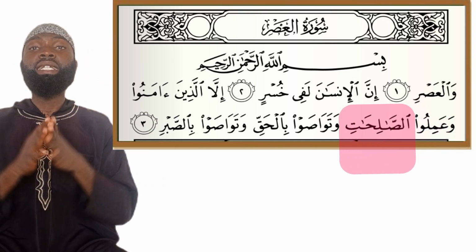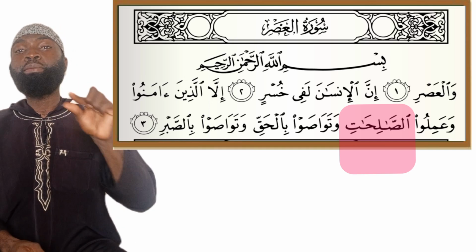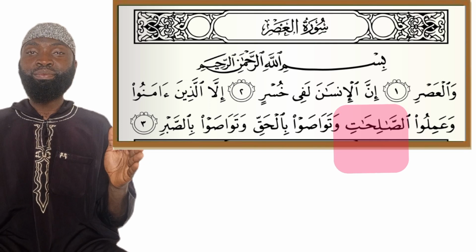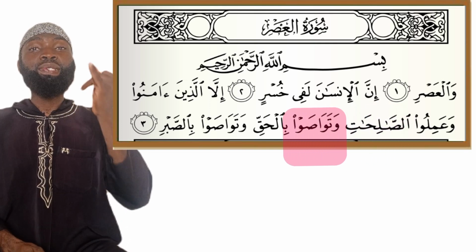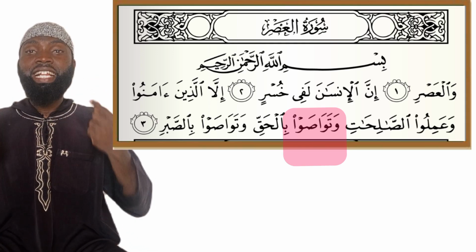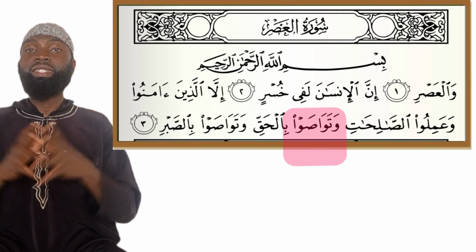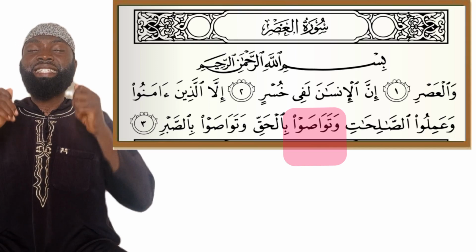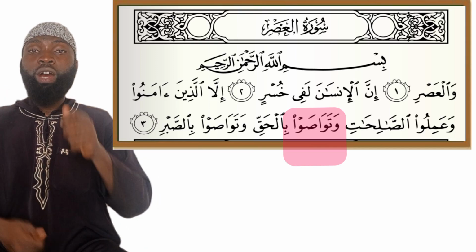As-salihati, as-salihah means good deed. As-salihat means righteous deeds, a lot of good deeds. So wa amilu salihati, and they did good righteous deeds. Wa tawasaw, wa and tawasaw, from tawasaw, meaning he encouraged. Tawasaw, and they encourage one another, they encourage others. After they believed and did good righteous deeds themselves, they are now extending the service of preaching to others, encouraging them.